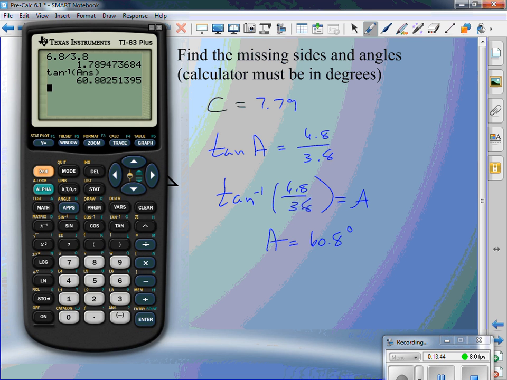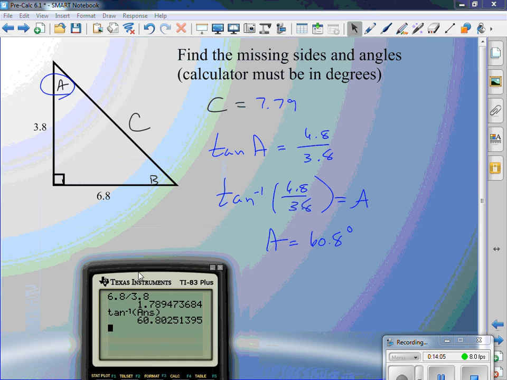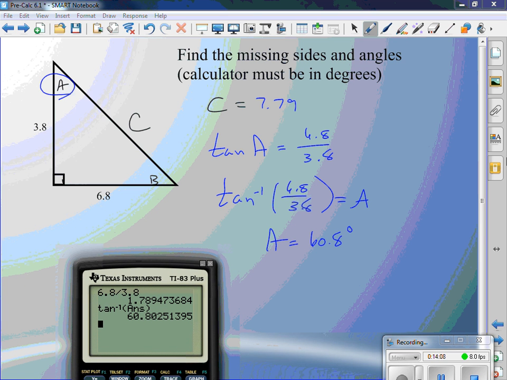The last angle, have to do the inverse. If you're trying to find an angle, that's where you use that inverse. That's why it's up there. This button will find me the ratio. This button up here will find me the angles. Two ways I can find angle B. What's the first way, and probably the easiest way? Well, 90 minus 60.8. So angle B has to be 29.2 degrees.